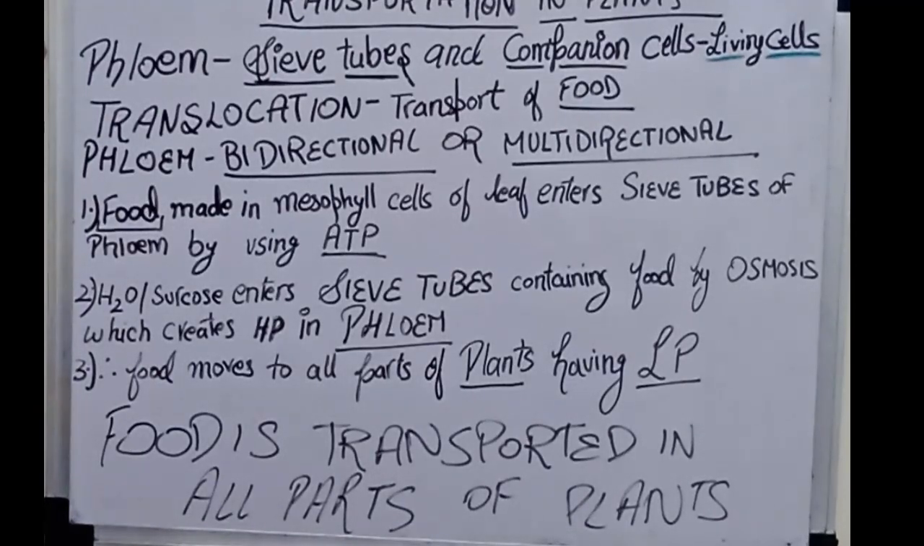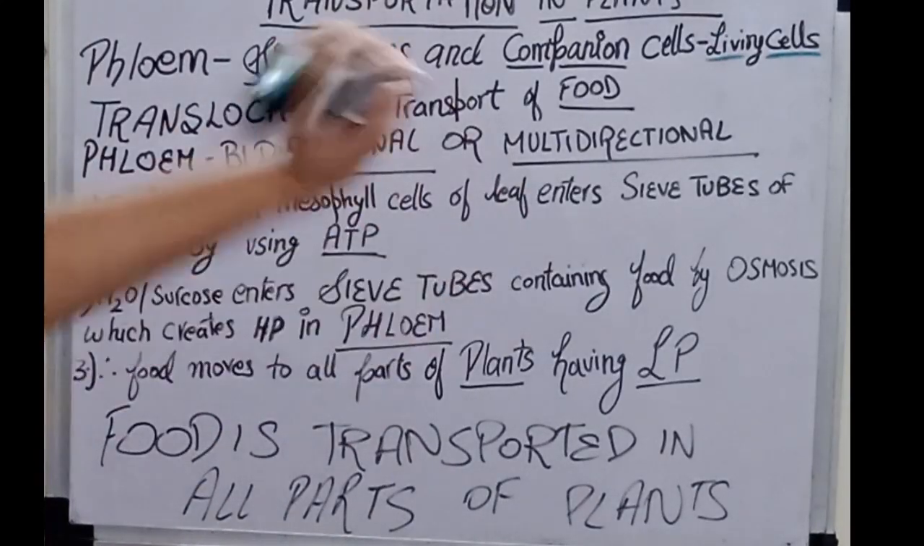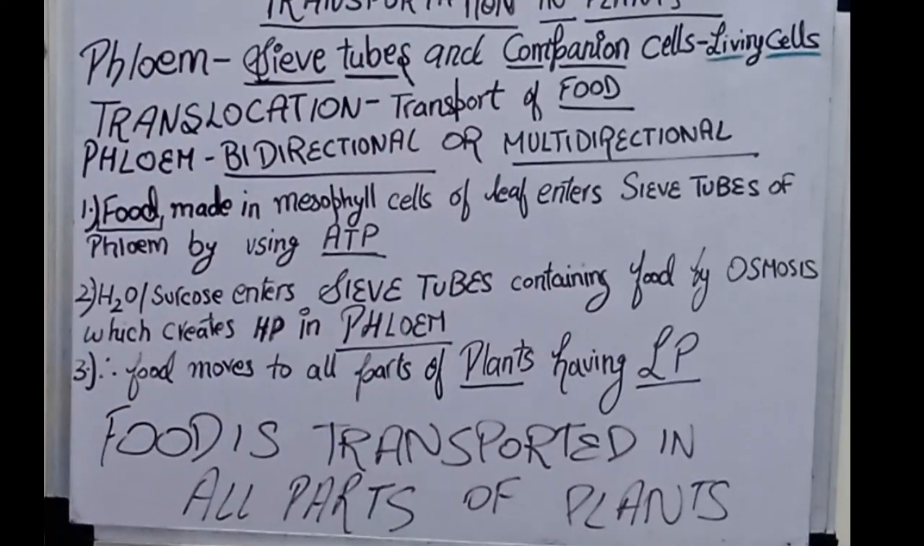Now food, that is your glucose, is made in mesophyll cells of leaf. Enter sieve tubes of phloem by using ATP. ATP is not the energy, right? H2O or the sucrose enter sieve tubes containing fluid. ये उधर ही घुसते हैं जहाँ खाना है. By osmosis, which creates high pressure in phloem. Obviously it will create. We just try to understand it through a diagram.